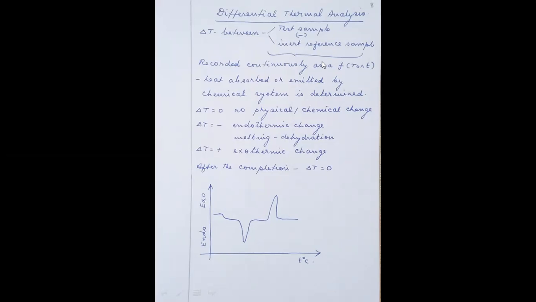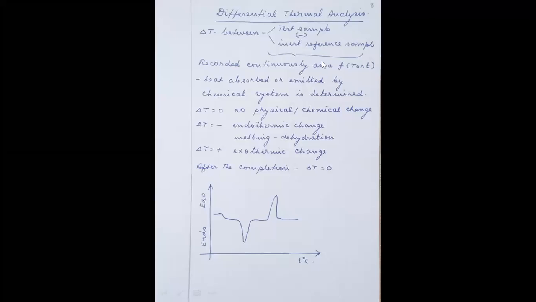In the case of differential thermal analysis, we are going to measure the temperature difference between two samples. One is the actual sample which we are going to test, and the other one is an inert reference sample. The temperature difference is recorded continuously as a function of temperature or time. So the heat absorbed or emitted by the chemical system is determined.